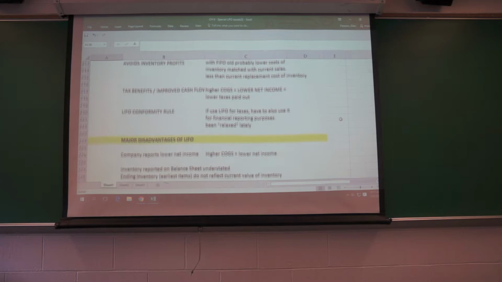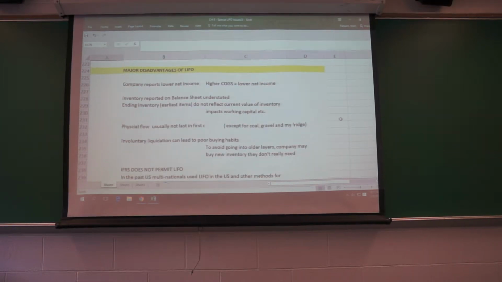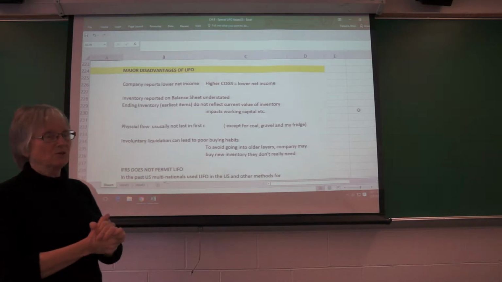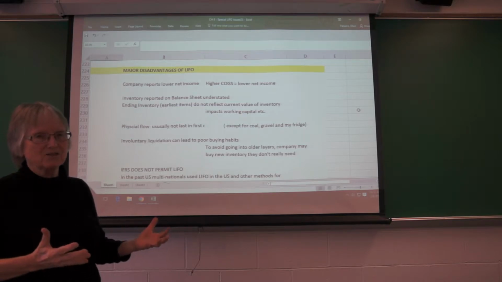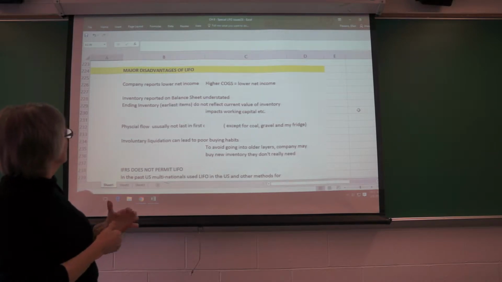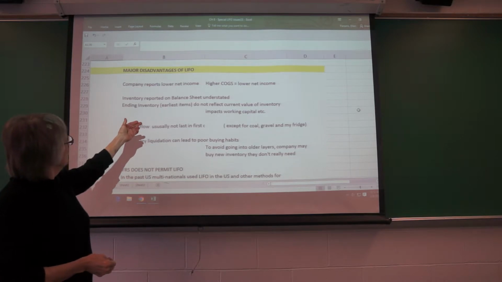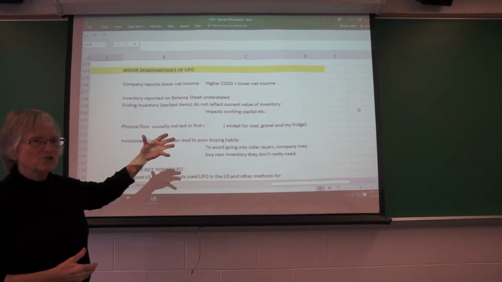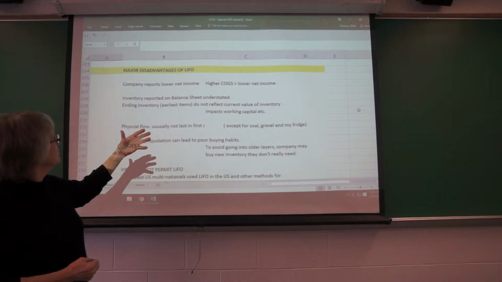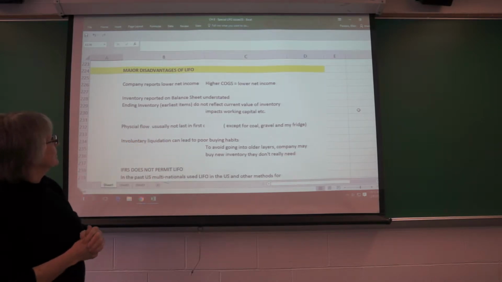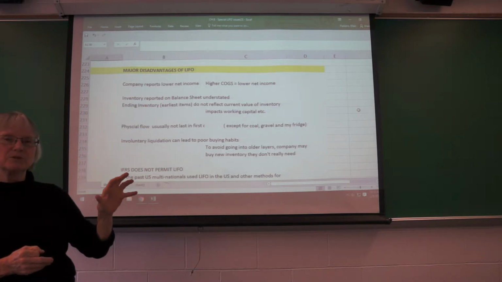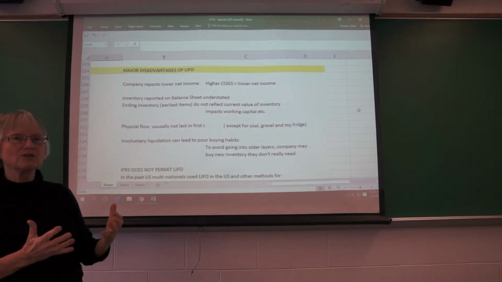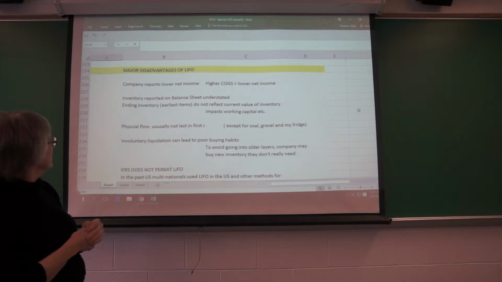It's probably not good. So the disadvantages of LIFO: reporting a lower net income doesn't make the stockholders quite as happy, but most sophisticated analysts are going to know the impacts, so it's not going to be that big a deal. The inventory on the balance sheet will be the oldest items, so in a period of rising prices, it's going to be understated. It won't reflect the current value of the inventory. So if you're thinking of current assets, current liabilities, that's messing up your current ratio and things like that.